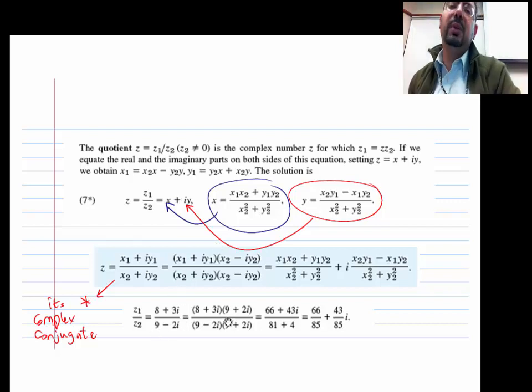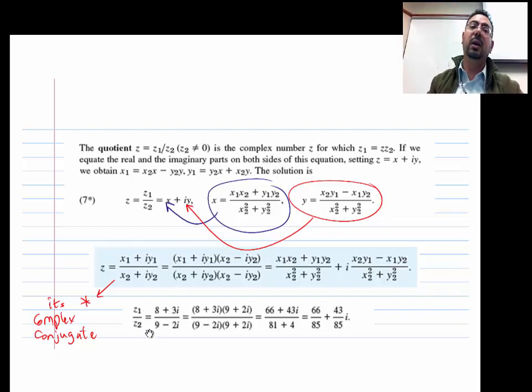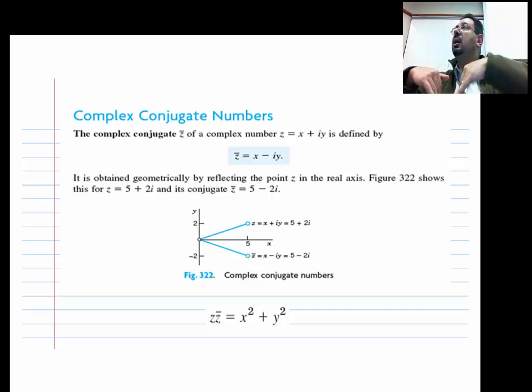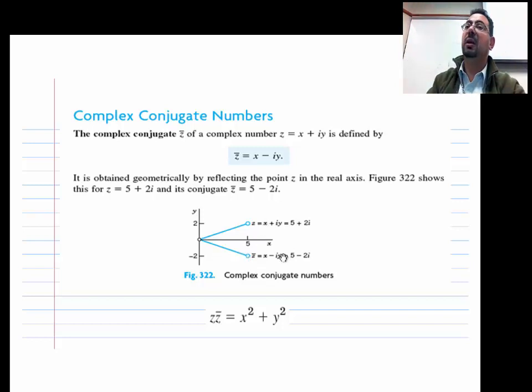Like this, for example, 8 plus 3i divided by 9 minus 2i. How are you going to divide those two guys together? So you multiply by something called first the conjugate number. What's the conjugate number? X plus iy, its conjugate is x minus iy. It's basically the mirror image across the x-axis, right? It's the guy down there from it.